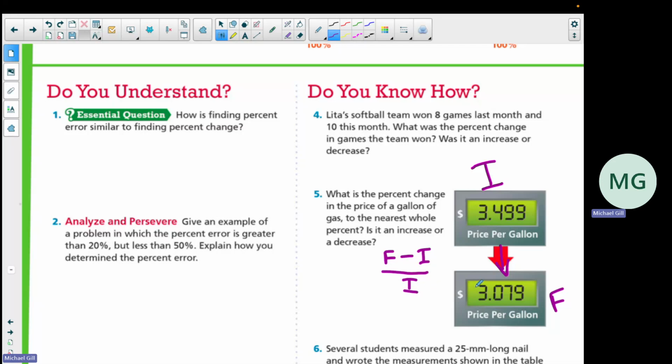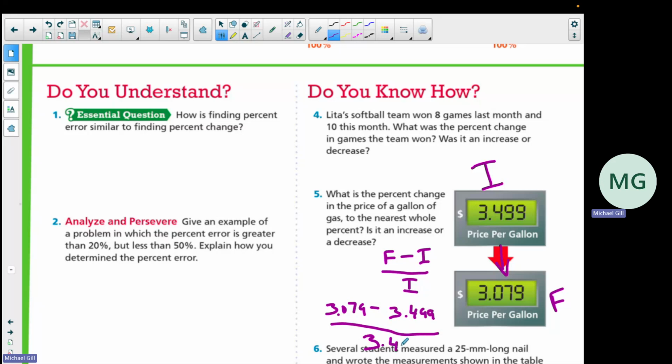So now I just put stuff in the right spot. My final, my F, is 3.079, subtract, and then my initial is 3.499. Hopefully gas does not go back up to these prices. Not the 3.499 especially. So then I divide by the initial. Well, the initial is again the 3.499. I'm going to kind of overlap that, but that's fine.